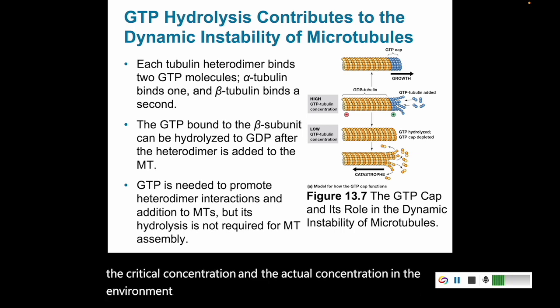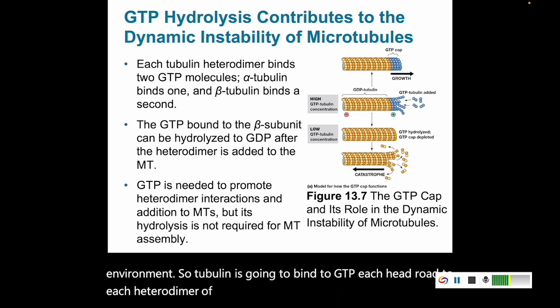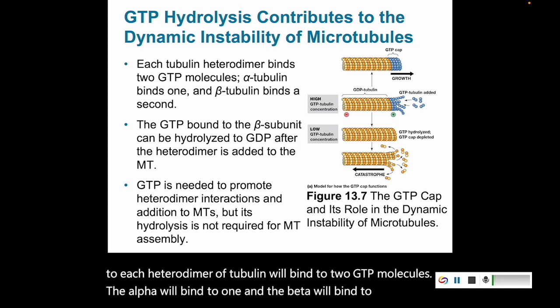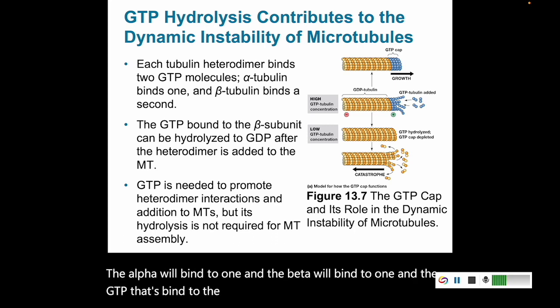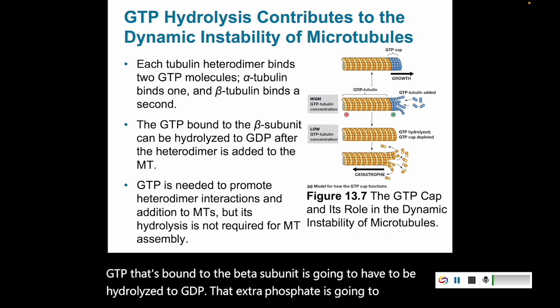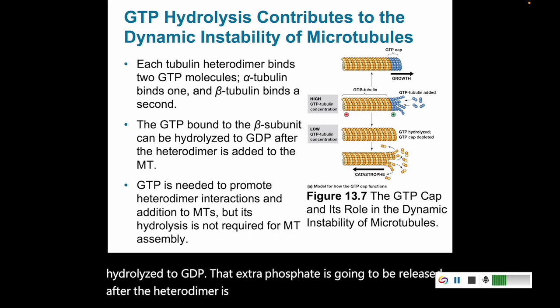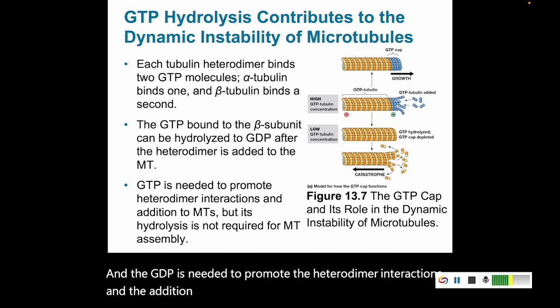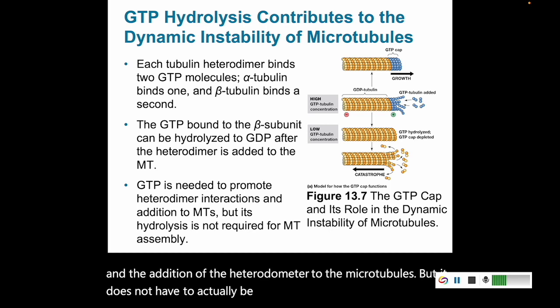So tubulin is going to bind to GTP. Each heterodimer of tubulin will bind to two GTP molecules. The alpha will bind to one and the beta will bind to one. And the GTP that's bound to the beta subunit is going to have to be hydrolyzed to GDP. That extra phosphate is going to be released after the heterodimer is added to the microtubule. And the GTP is needed to promote the heterodimer interactions and the addition of the heterodimer to the microtubules, but it does not have to actually be hydrolyzed for the microtubules to assemble.